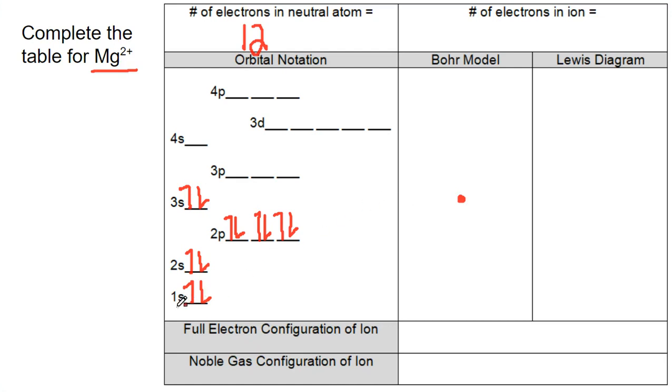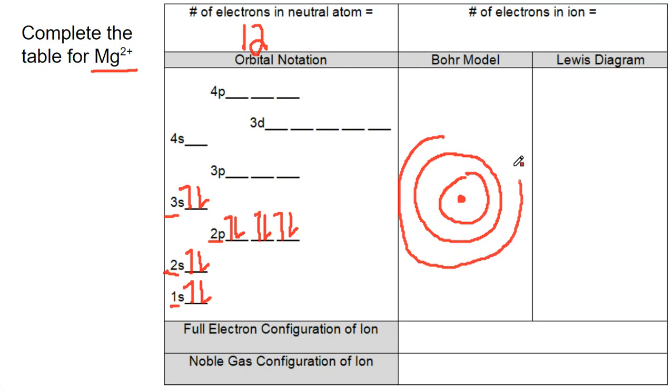So it looks like there's electrons in the first energy level, the second energy level, and also in the third energy level. So that means I need to make 3 rings around the nucleus for our Bohr model, representing the 3 energy levels where electrons are found.